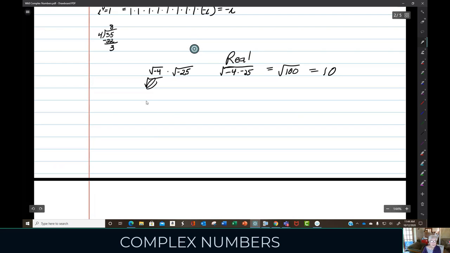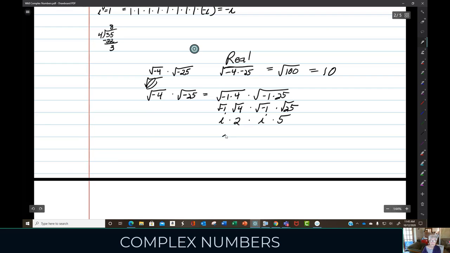Let's do this the right way and then you are free to go. Negative 4, square root of negative 25. The square root of negative 1 times 4 times the square root of negative 1 times 25. That will give you the square root of negative 1 times the square root of 4 times the square root of negative 1 times the square root of 25. This will be I times 2 times I times 5. This will be I squared times 10, which is negative 1 times 10, which is negative 10. That's the right answer.